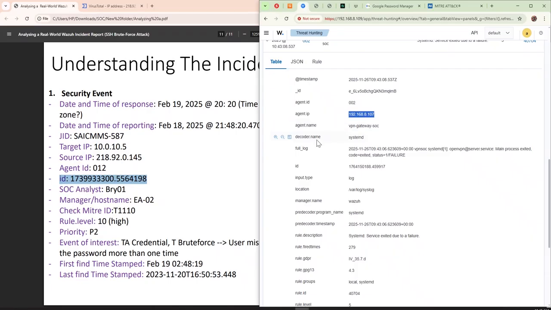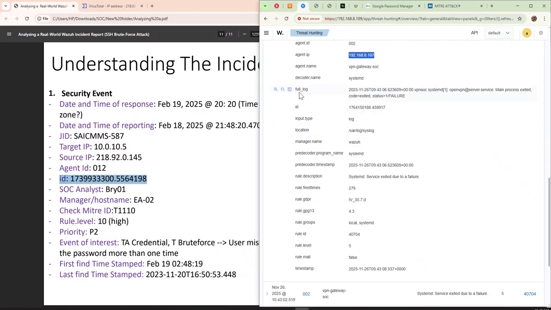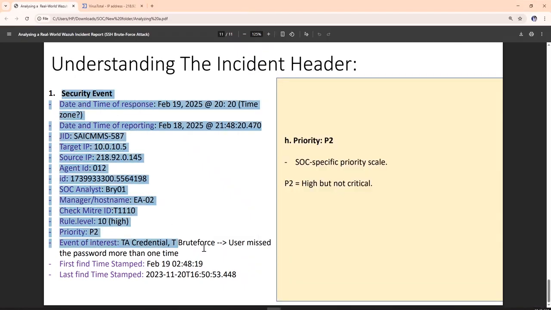And we'll see the full log of what happened. Here, I think it's called event of interest, if I'm not mistaken. Then they have the ID, the input location where it's located, the manager name. I think we also have the manager host name here. We have it here. So when you have time, just take a few minutes, go through your Wazuh, and match it along with these reports.